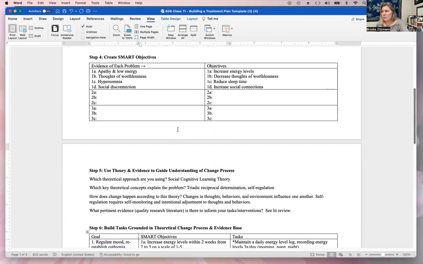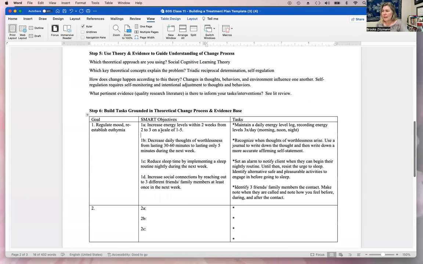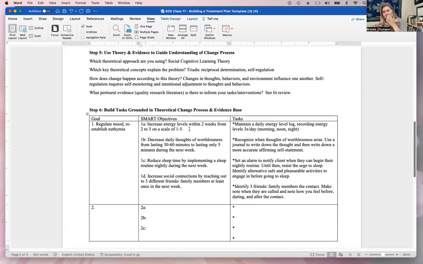Now, with the SMART objectives, I came up here and took our four objectives that we had sketched out, and I put them here. Because I want them in a SMART format, I started to make them more specific, more time-oriented, more measurable than what we had above. So instead of just increasing levels of energy, I said, let's measure this by having the client scale their energy levels on a scale of 1 to 5 for the next 2 weeks. The aim would be to move the client from a 2 out of 5 level of energy to a 3 out of 5. Okay.